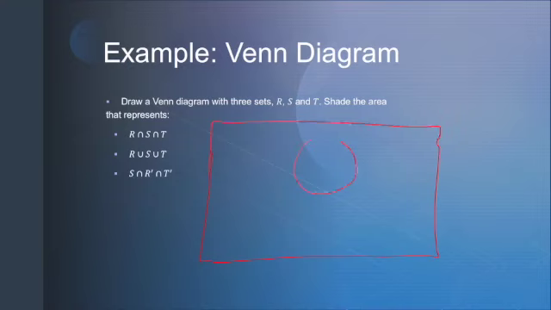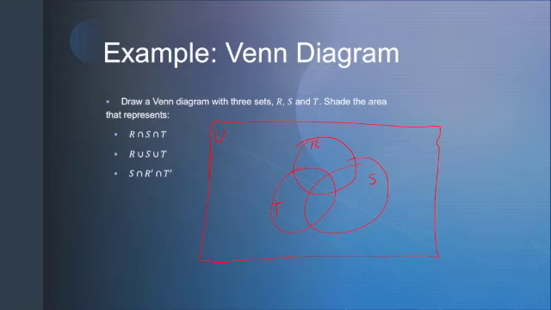Okay, so here's our Venn diagram. We've got our universal set. We've got R, S, T. Now, the section represented by R intersect S intersect T, we're going to label that in green. That's going to be this middle section right here. This is where all three overlap. So that's going to be R intersect S intersect T.